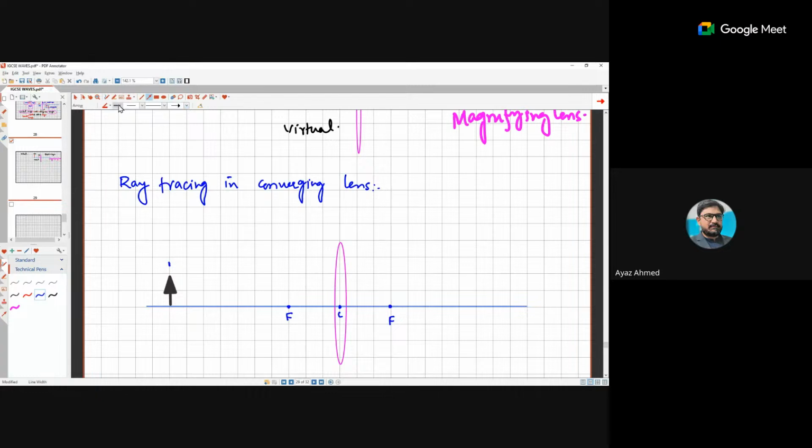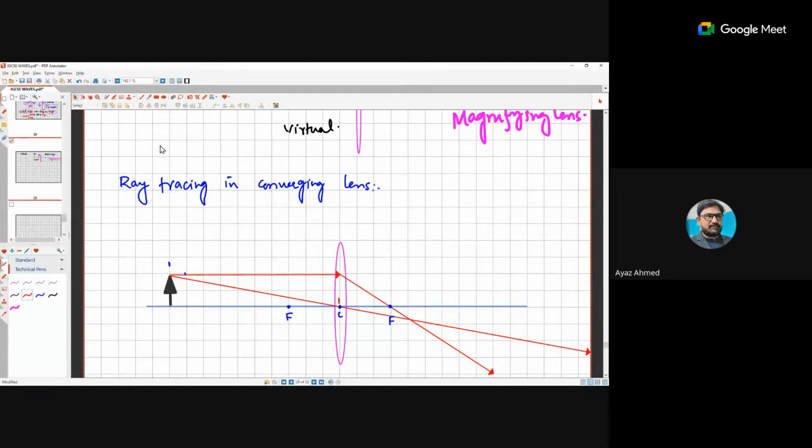So here, I'm just going to give you the rays. The first ray you will draw from the head of the object must pass through the optical center. That's it. Wherever the object is, you have to draw this ray number 1. Is this clear to everyone? Yes, sir. Ray number 2 is the ray that is parallel to the principal axis before the lens, and after the lens it will pass through the principal focus.